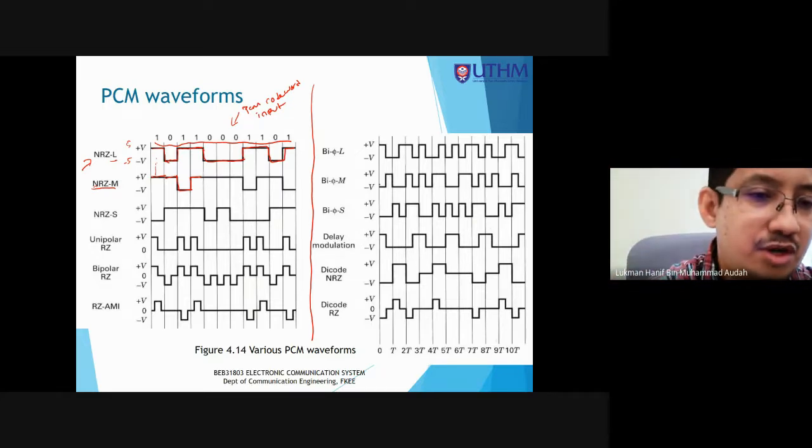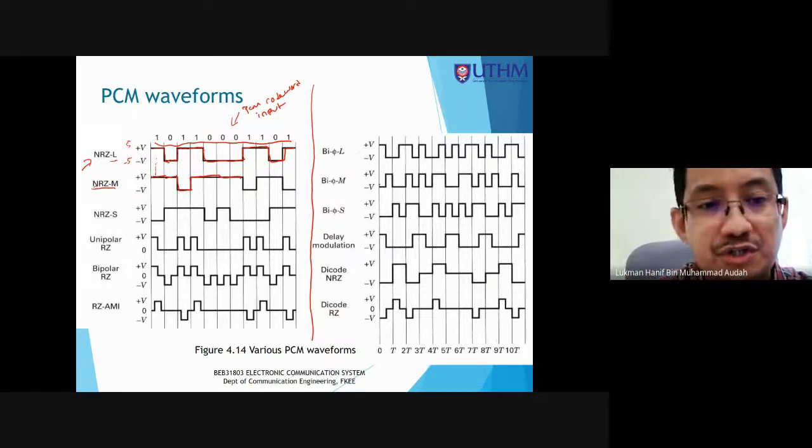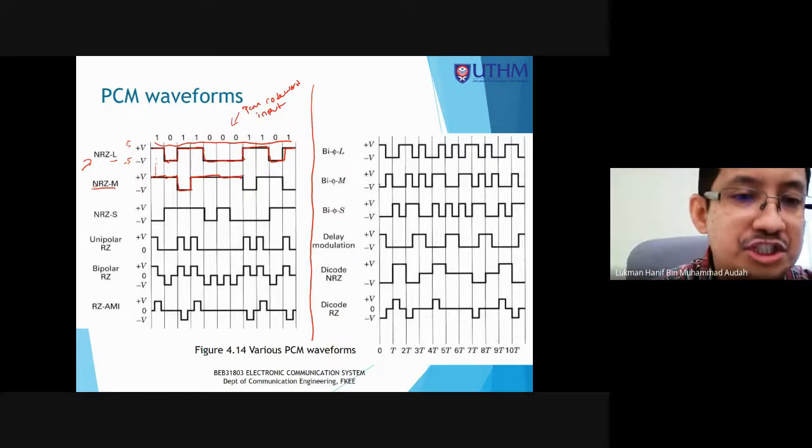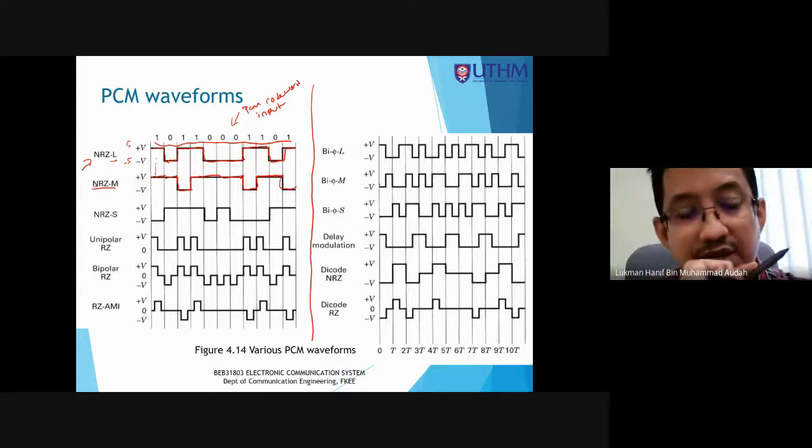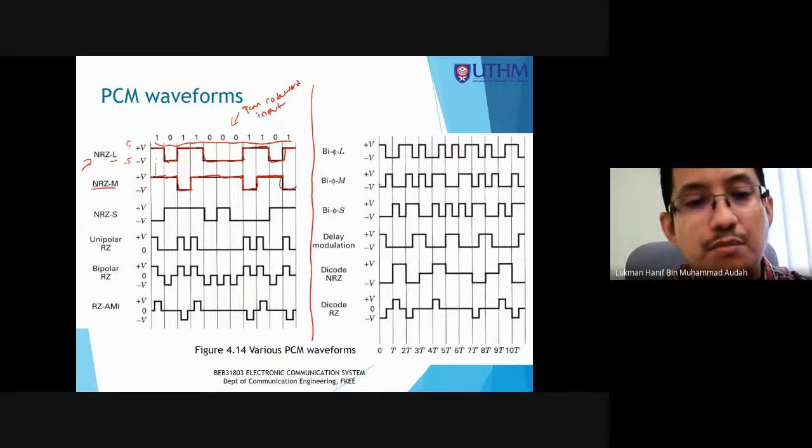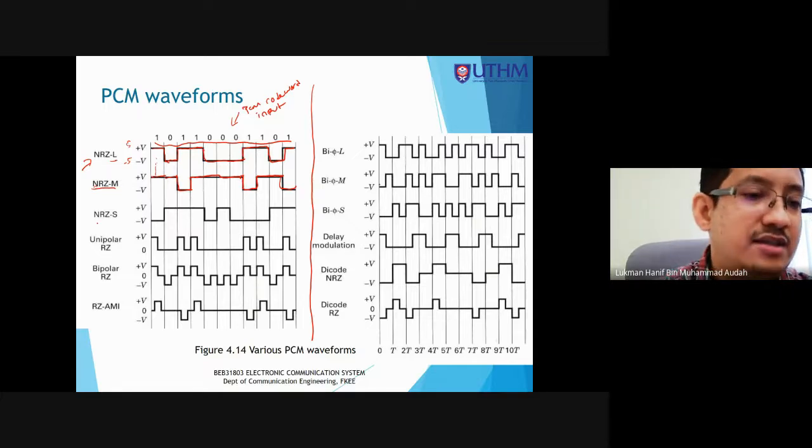Okay, so that's why you see that the next is 0, 0, 0. So no change, no change, no change. And then input logic 1, change polarity. Another one, change polarity. No change, change polarity. Nampak, this is non-return to zero mark. And then non-return to zero space.